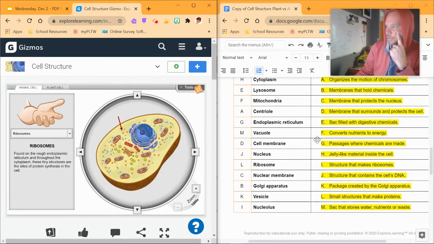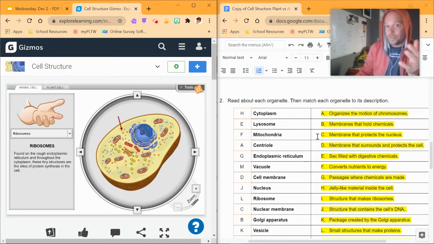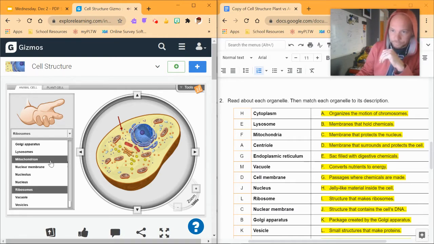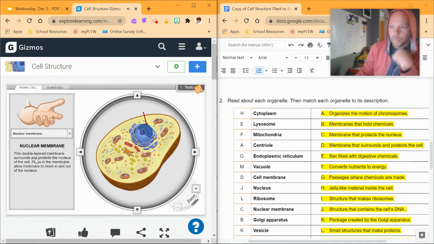But we also worked through here. It was nice to have some people who were at different paces because some people had done them all and we were able to check and say, oh yeah, I think it's C. And then we'd check and be like, yep, definitely. C was for the nuclear membrane. So then we switched to nuclear membrane, read it. This double layered membrane surrounds and protects the nucleus of the cell. Pores in the membrane allow molecules to move in and out of the nucleus. So then we compared that with C, membrane that protects the nucleus. Yeah, okay, so those two match up, so then we put C.